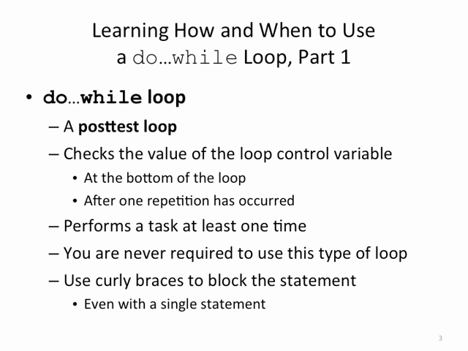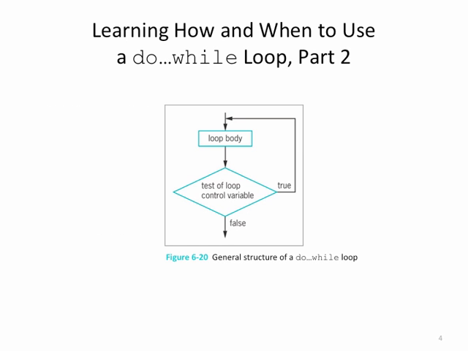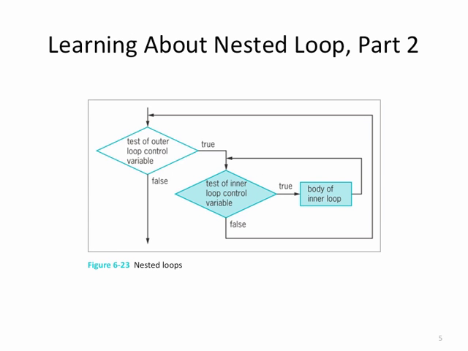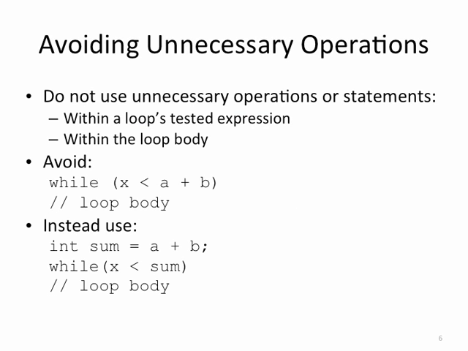So a post-test loop is a do-while loop, and it's really good for when you want the loop to execute at least once. Here's an example of what that flowchart might look like. The loop body is executed, and then the loop control condition is tested. Not sure why this nesting is here after the do-while loop. I think I screwed up. But there it is.